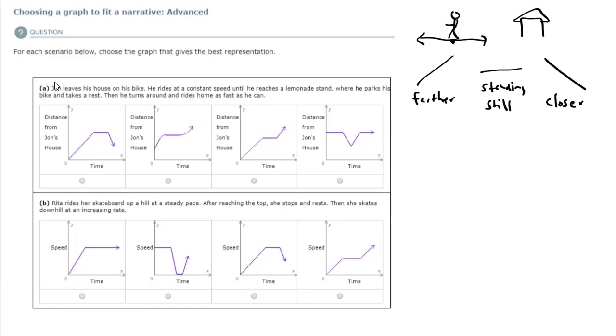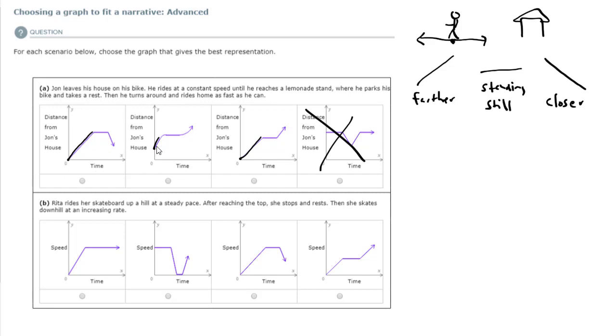Let's look at the problem. John leaves his house on his bike. So if you're leaving the house, that means you're going away from the house. So if I'm going away, my distance is getting farther. So I'm going to look for an increasing slope. Looking at these graphs so far, this one cannot be an answer because it starts off with standing still, right? The slope is horizontal. But it could be any of these 3 here. I can see this one is increasing, this one is increasing, this one is also increasing.